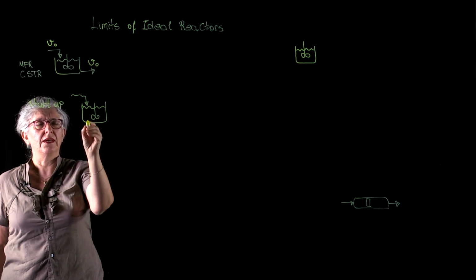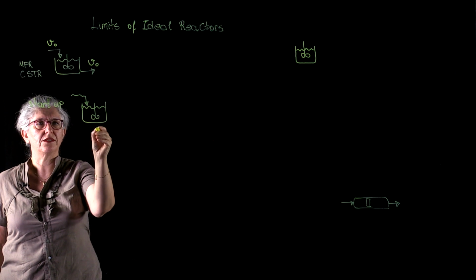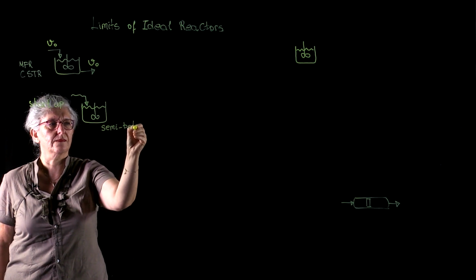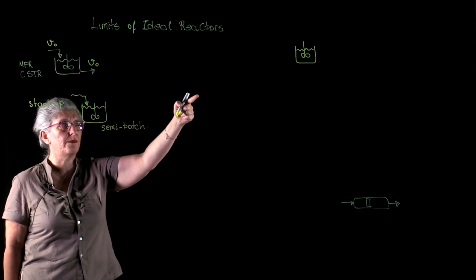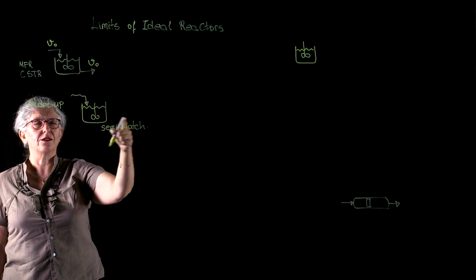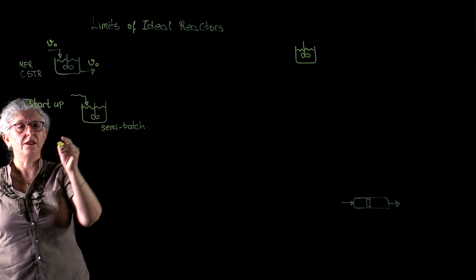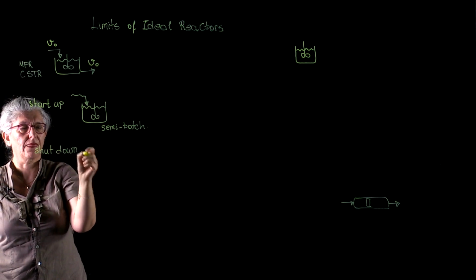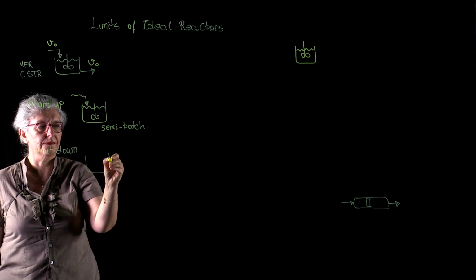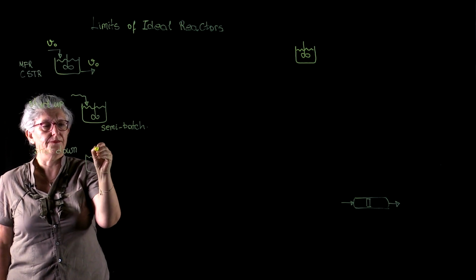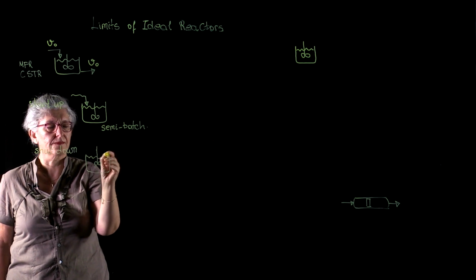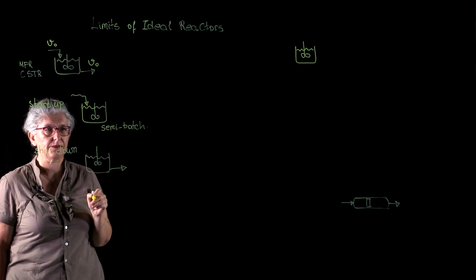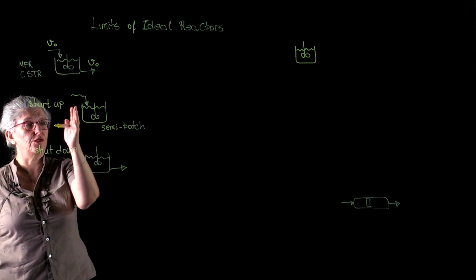So this is a semi-batch operation. If you compare the situation to the batch operation, we have one inlet, no outlet. Similarly, during the shutdown, we have no inlet, just the outlet. This is also semi-batch. So it is half batch, half continuous.